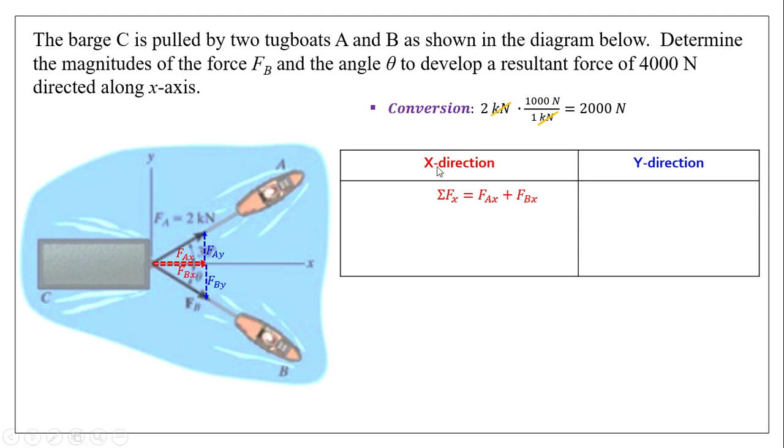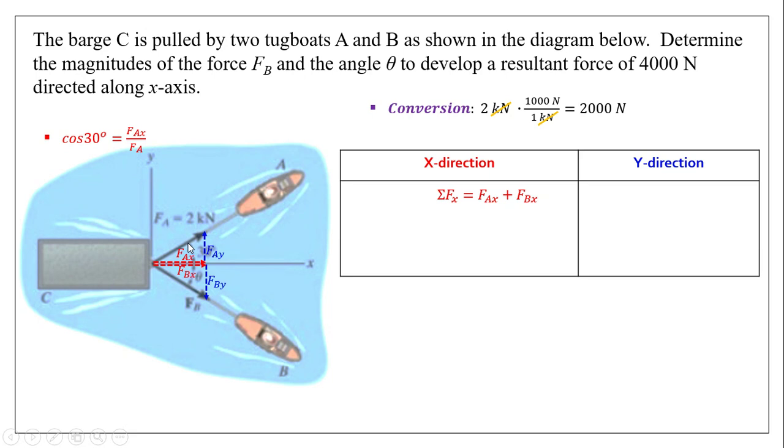Right away, I can attack the X direction by saying the net force in the X direction is FAX plus FBX, because FAX on the screen here is pointing to the right, and FBX is also pointing to the right. So I'm just going to add. But I don't know what FAX is, so I've got to go find FAX. The problem gives you enough information to find FAX.